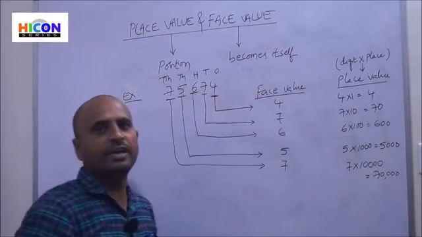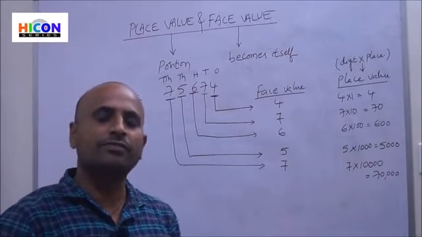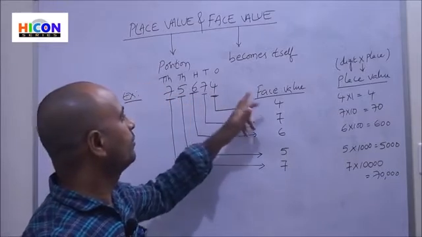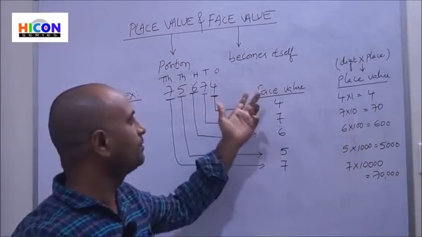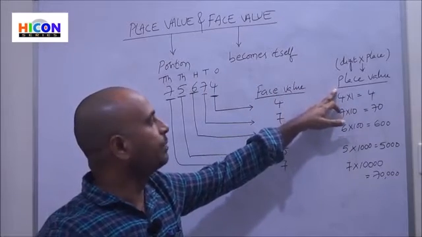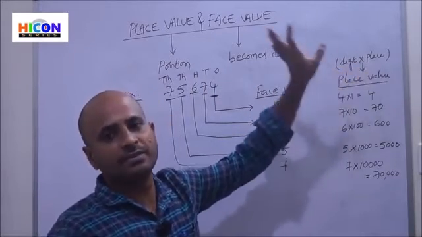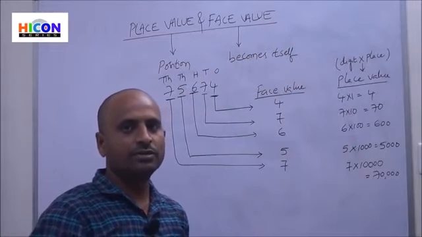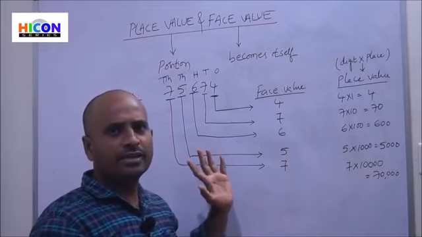So in this way, we can write the place value and face value for any digit in the given number. So face value becomes itself, and place value can be obtained by multiplying the digit with its place. So this is the way of writing place value and face value. So the part is completed.